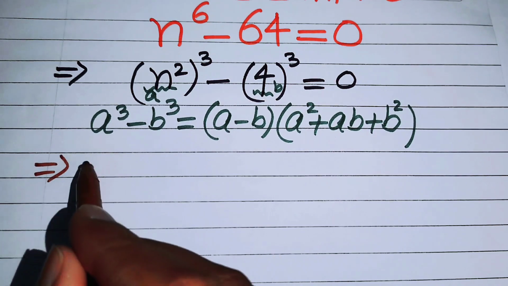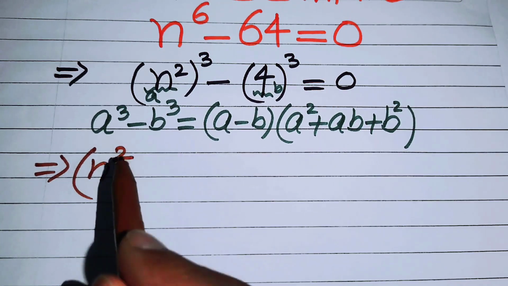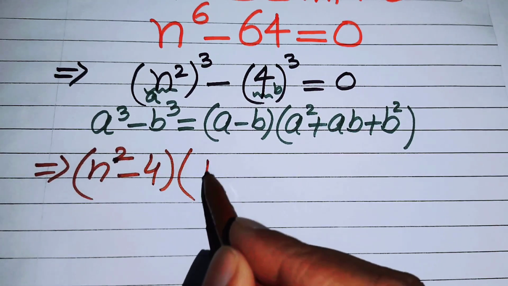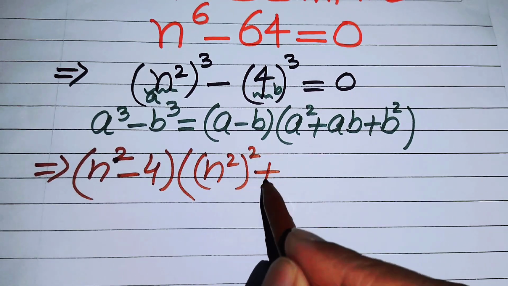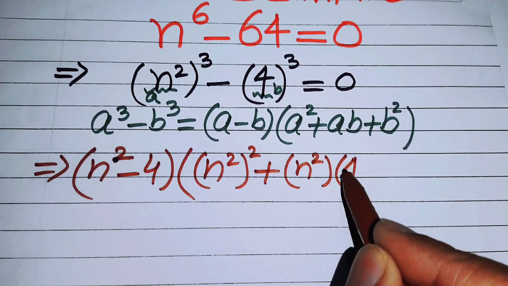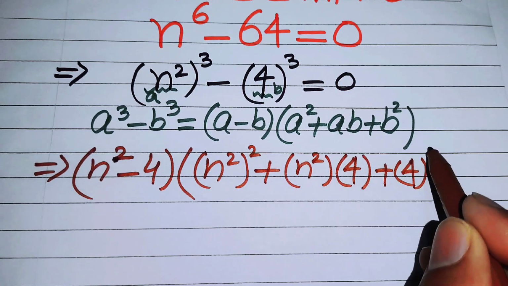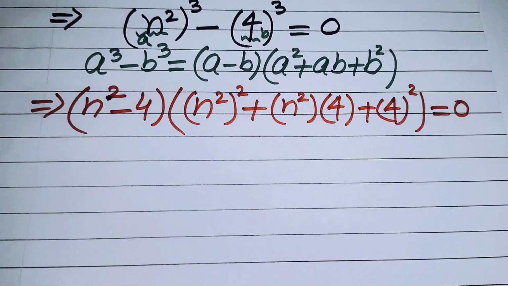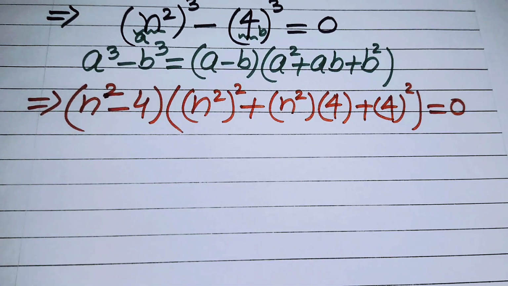So we get n squared minus 4 times n squared and its whole squared plus ab. So a is n squared and b is 4, and plus b squared, and b is 4 squared, and this whole equation equals 0.